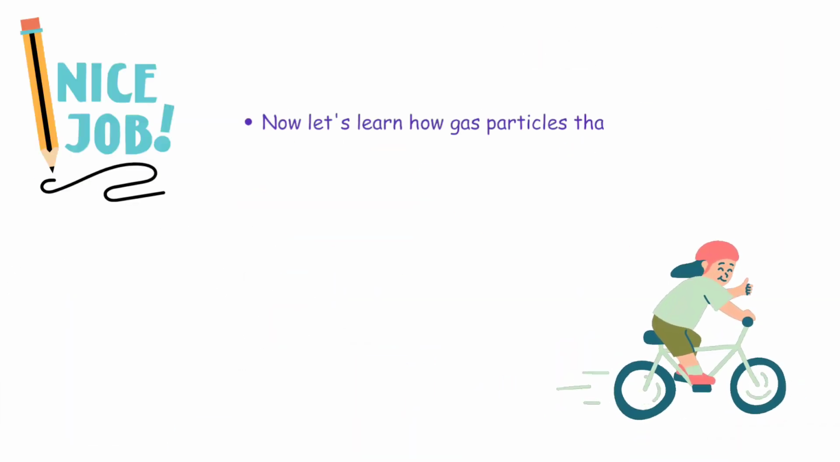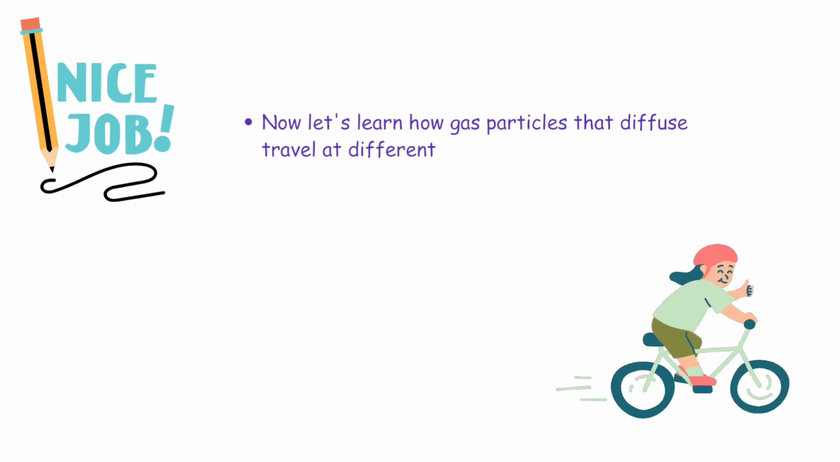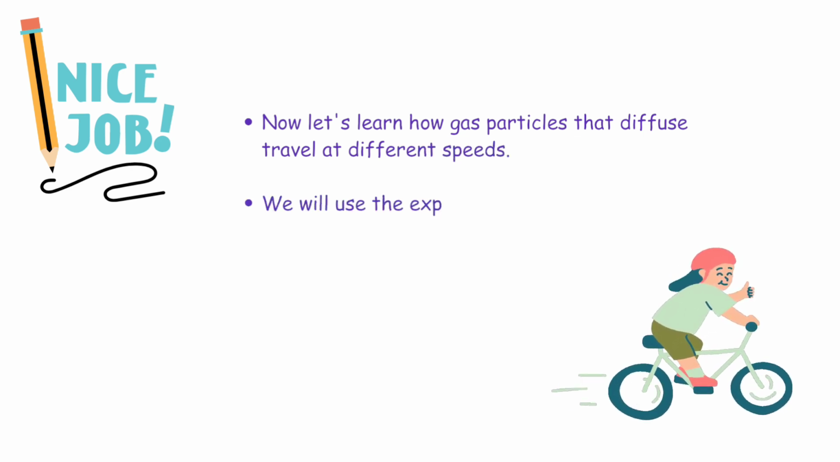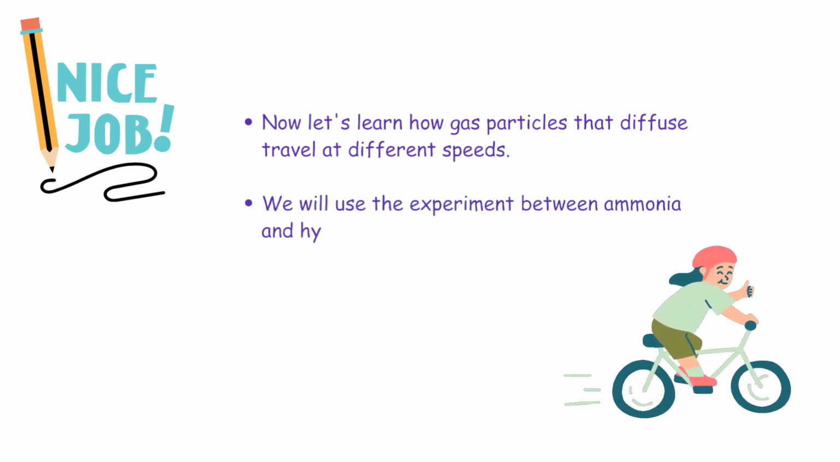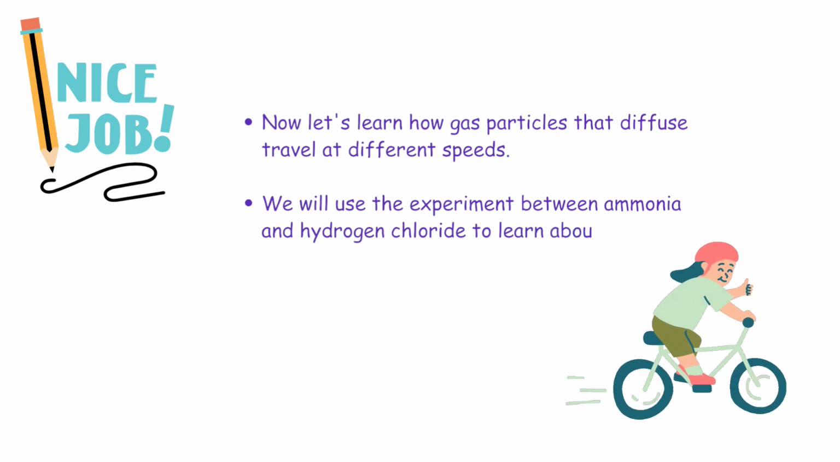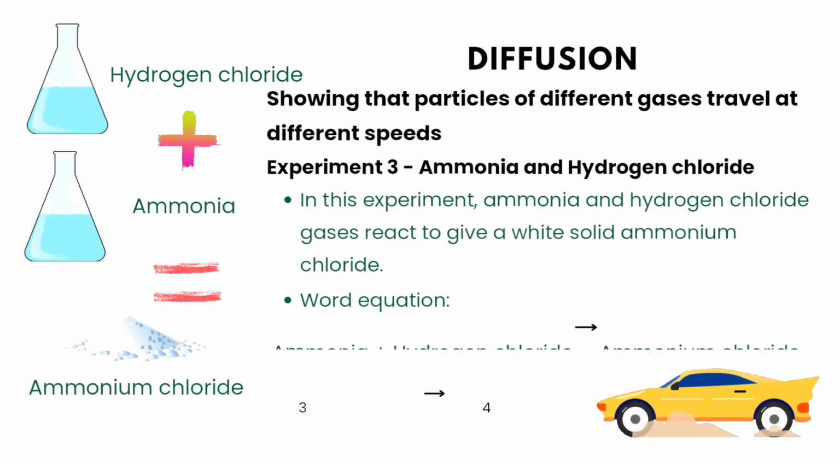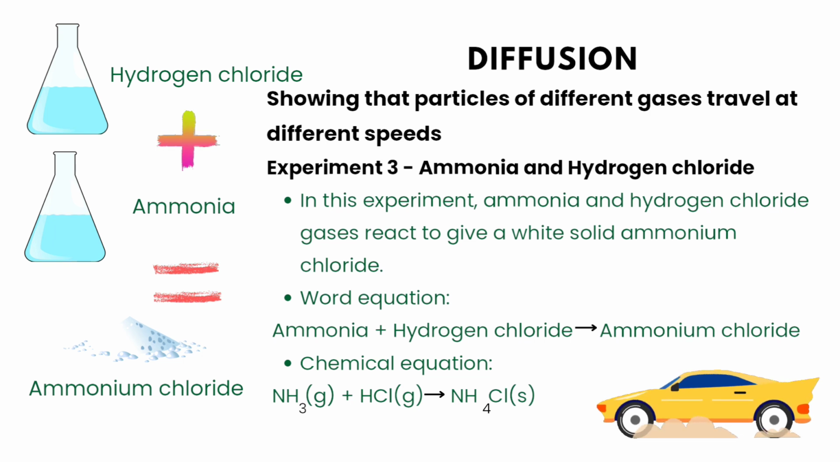Now let's learn how gas particles that diffuse travel at different speeds. We will use the experiment between ammonia and hydrogen chloride to learn about this. In this experiment, ammonia and hydrogen chloride gases react to give a white solid, ammonium chloride. The word equation is ammonia plus hydrogen chloride gives ammonium chloride. The chemical equation is NH3 plus HCl gives NH4Cl.